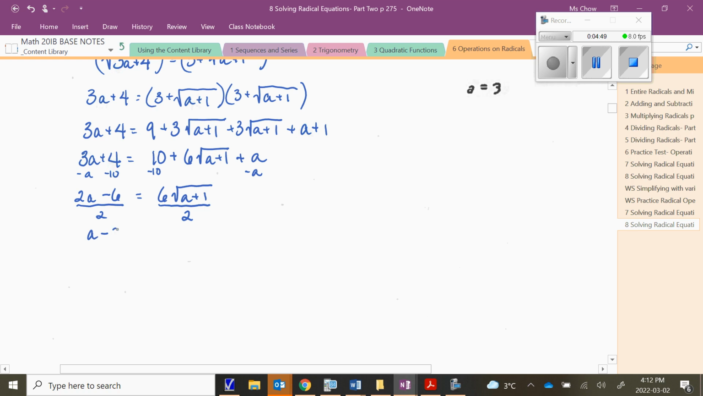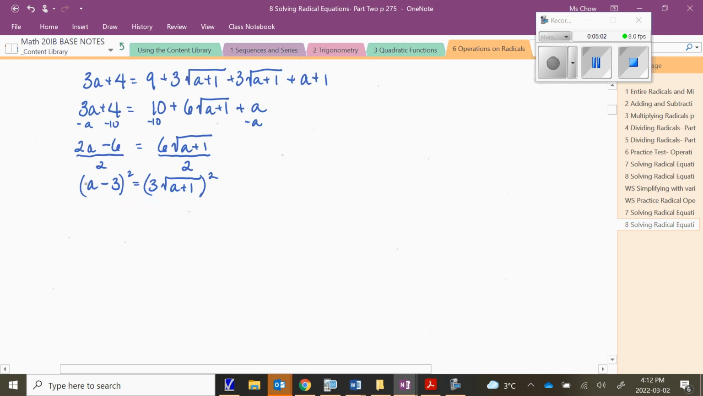So we then have a minus 3 is equal to 3 root a plus 1. And now, since our numbers are a little bit smaller, we can go ahead and square both sides. So on the left side, again, we need to expand and do FOIL. So we'll end up with a squared minus 6a plus 9. On the right side, 3 root a plus 1 times 3 root a plus 1 is going to be 9 times a plus 1. So a squared minus 6a plus 9 is equal to 9a plus 9.